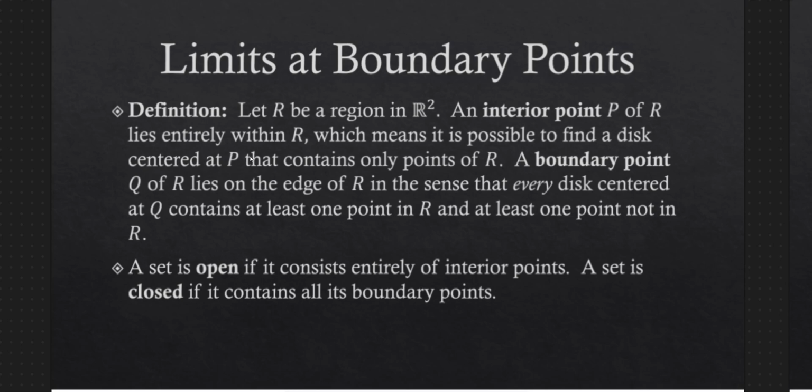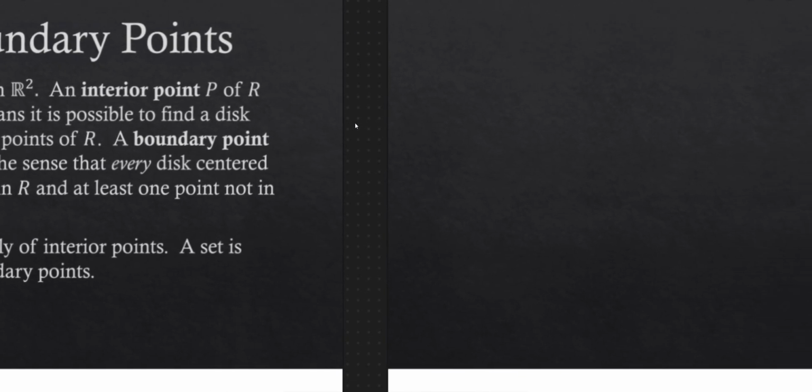Now, a boundary point, as I just described in 1 dimension, is sort of on the edge of the region. It's on the edge in the sense that every disk centered at that point contains at least 1 point in the region and at least 1 point not in the region. We say a set's open if it consists entirely of interior points. And we say a set's closed if it contains all of its boundary points. So let me show you a couple examples here to get the hang of interior points, boundary points, open, and closed. And we'll do this in R2, which is where we'll be working with domains of our functions of 2 variables.